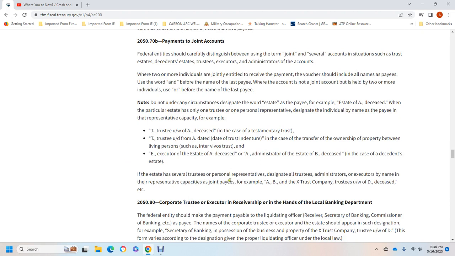If the estate has several trustees or personal representatives, designate all the trustees, executors, or representatives by name and representative capacity in the joint payee designation, for example, ABD and XYZ Trust Company, trustee under will of D, C's, etc.